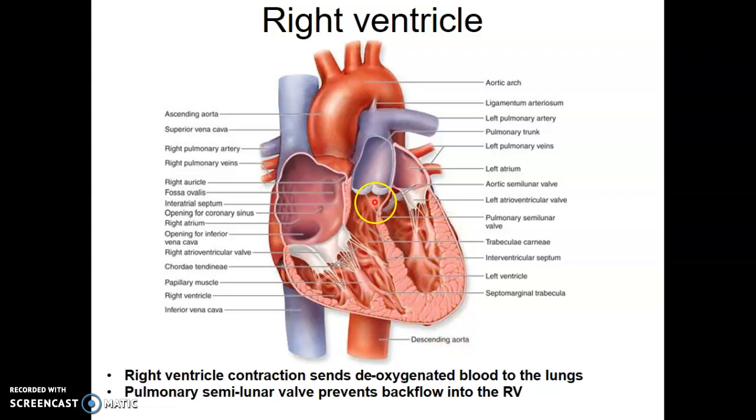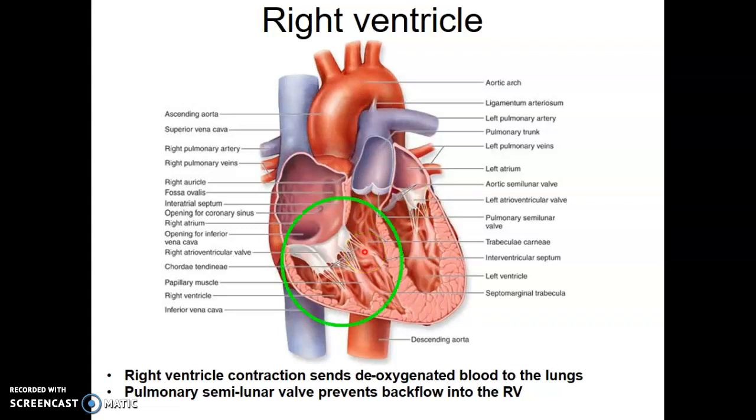The pulmonary semilunar valve, which is right here, prevents backflow into the right ventricle. So this is going to pump, but there's also blood pressure out here. So we pump blood out into that pulmonary trunk. These pulmonary arteries are going out to the lungs, which we'll talk about in the respiratory unit next week, I believe. This pulmonary semilunar valve looks like little half moons. It keeps that blood from flowing back into the heart.